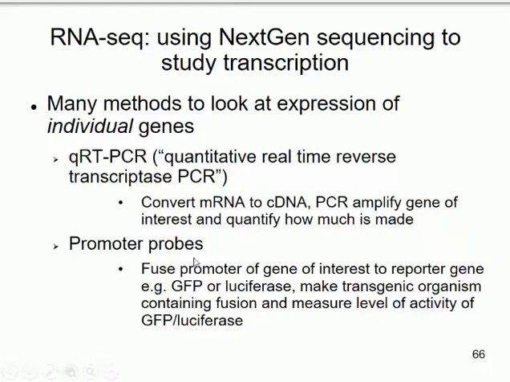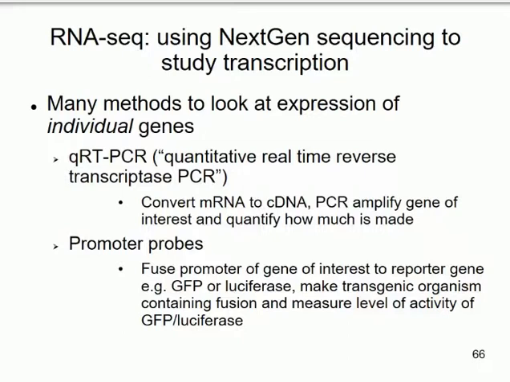And then there's promoter probes, which we use a lot. They're very easy to use, where you take the promoter for the gene you're interested in and you fuse it to some sort of reporter gene, typically green fluorescent protein or LacZ or luciferase, and then you can use the activity of the reporter gene as a proxy for the activity of the gene you're interested in. Now, that's a very powerful and useful method.